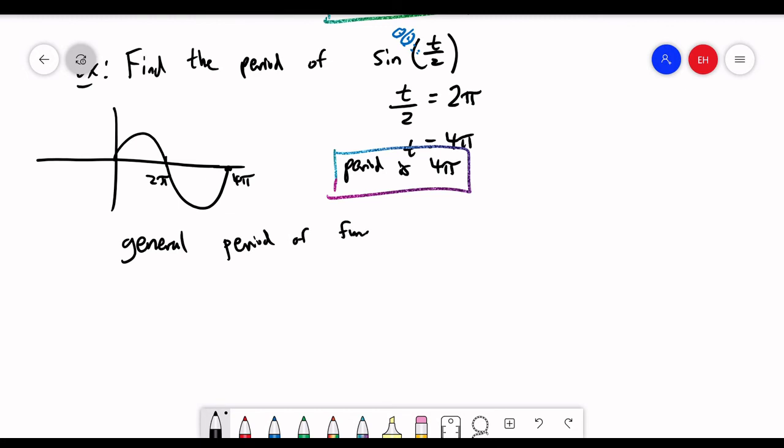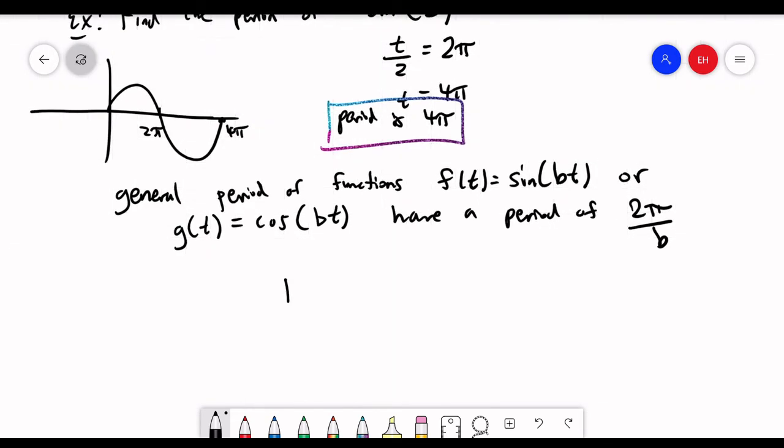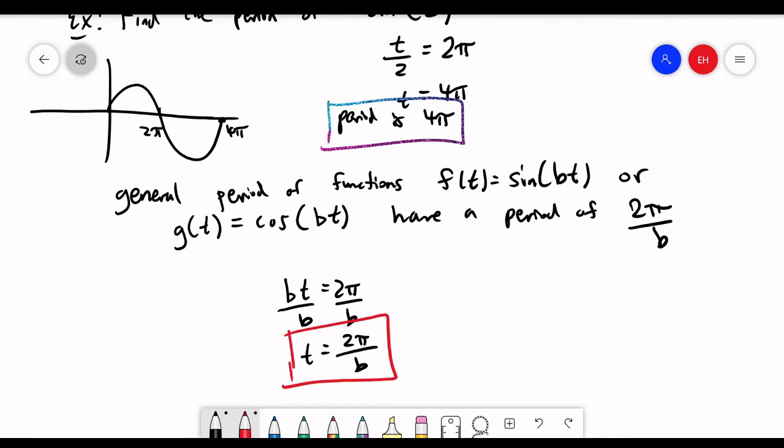And the one thing you want to remember for doing these problems where you have to find the period, because there's a number multiplied on the inside, so that changes the period of the function, is that in general, if you have sine of some number b times t, or cosine of b times t, all you have to do is set b times t equal to 2 pi, since the period is 2 pi in the basic sine and cosine, and solve for t. You're going to see that the period is just 2 pi over b. And that's a shortcut that you can use if you want.